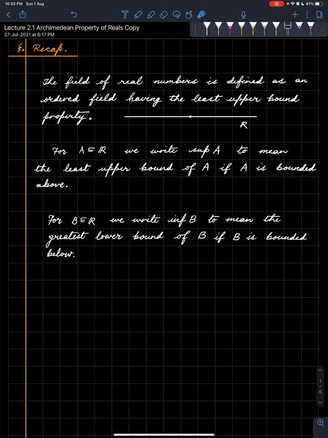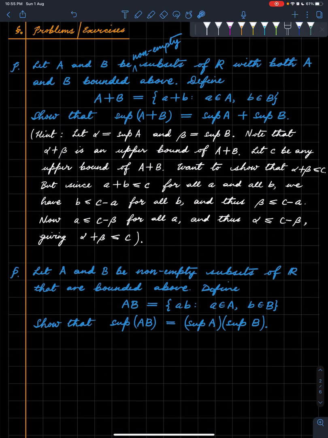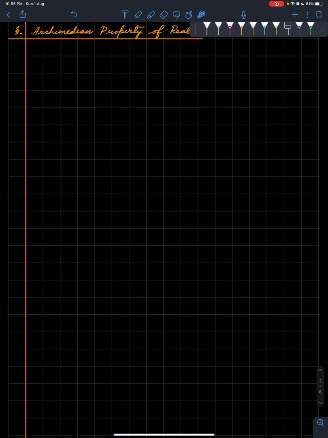So basically, this is what we have done so far. And now for the problems. Two very interesting and important problems to get comfortable with the notions of least upper bound and greatest lower bound, etc. Okay, now let us get to the material of this lecture.